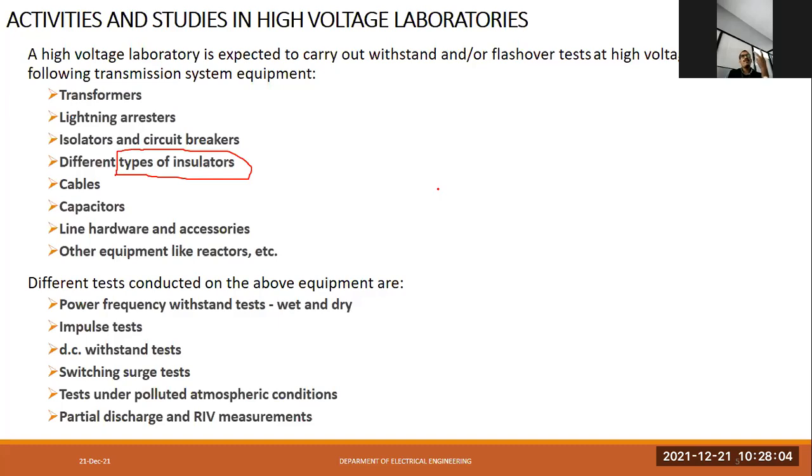So line hardware and accessories. What are the line hardware and accessories? As we have seen, there is a tower and there is a T wire. So this is the line hardware, or we can say these are accessories. Other equipment like reactors and filters are used as limiters.